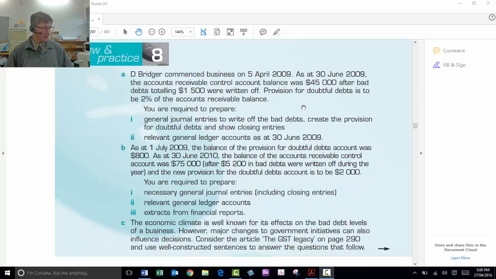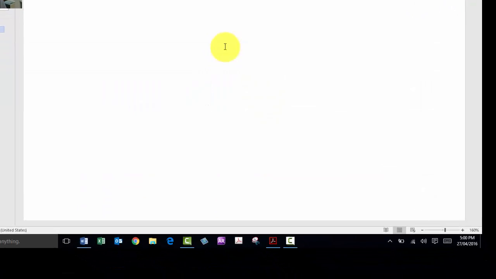Hi, I'm going to work through this exercise 8 on page 289 in your text. There's two parts to it. In the first instance, you've got an accounts receivable control balance of $45,000, $1,500 worth of bad debts were written off, and the provision for doubtful debts is the second entry that you have to make in order to provide the amount that you think are going to go bad, i.e. they're doubtful. Let's have a look at the entries that you have to make.